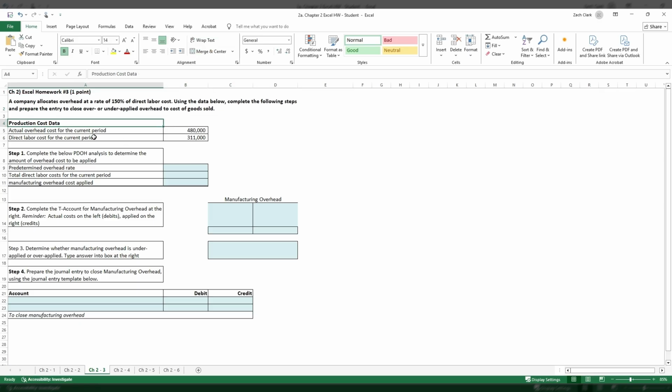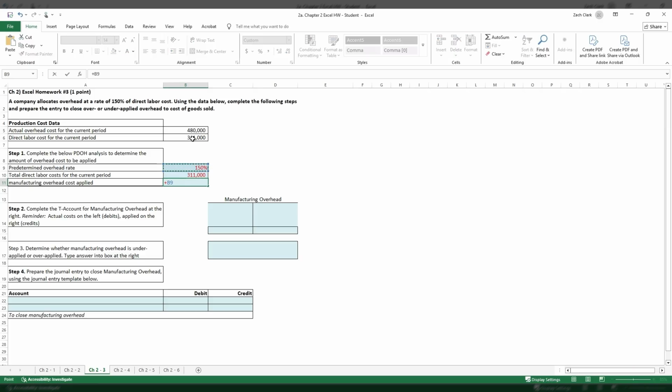And here's our production cost data. We have actual overhead cost for the current period, $480,000. Actual direct labor cost for the current period, $311,000. Step 1 is to complete the below predetermined overhead rate analysis to determine the amount of overhead cost to be applied. So the first thing we need is our 150%, that's the rate we're using. Total direct labor costs are right above, so $311,000.